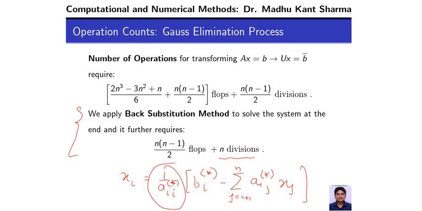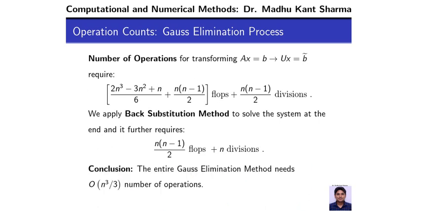Okay, so if you collect both pieces of information, for the total process of finding the solution, the entire Gauss elimination method will need big O of n cubed by 3 operations. So this is the cost of the computation of the Gauss elimination method: big O of n cubed by 3.